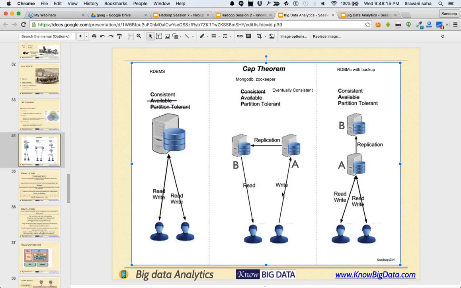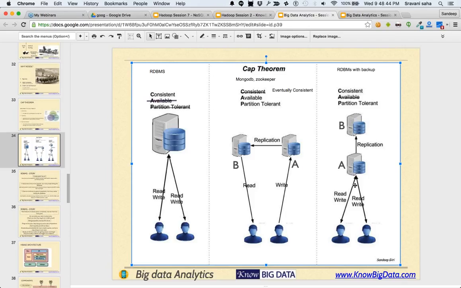All right. The third kind of database is this one, where you have A, which is primary and a single main point of contact, while there is a backup server called B. So all the users are writing to A, and A is transferring the data to B as a backup.